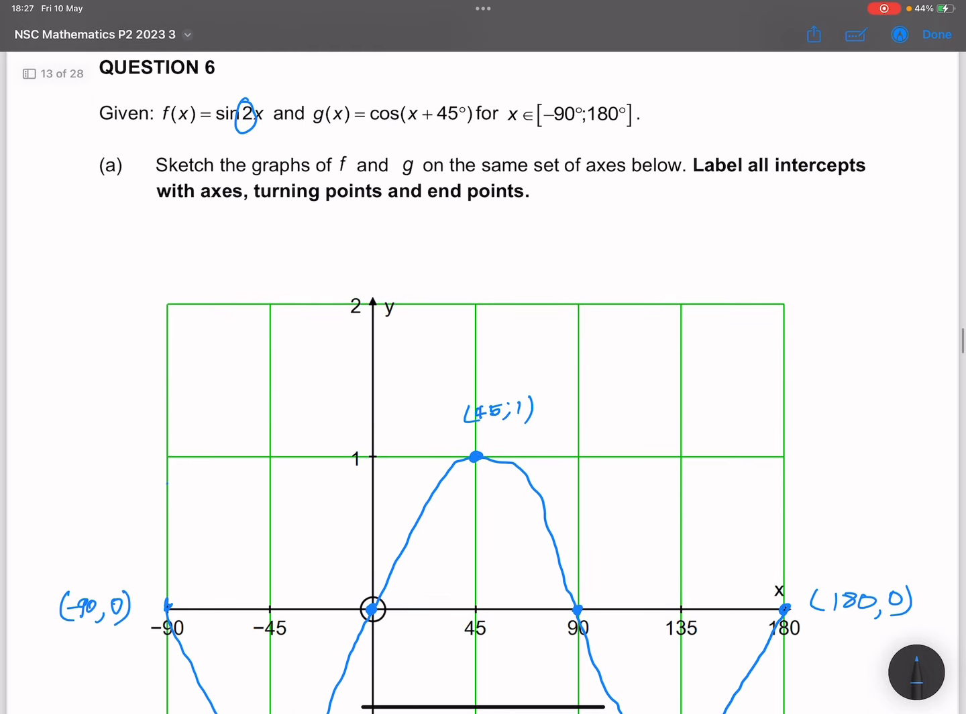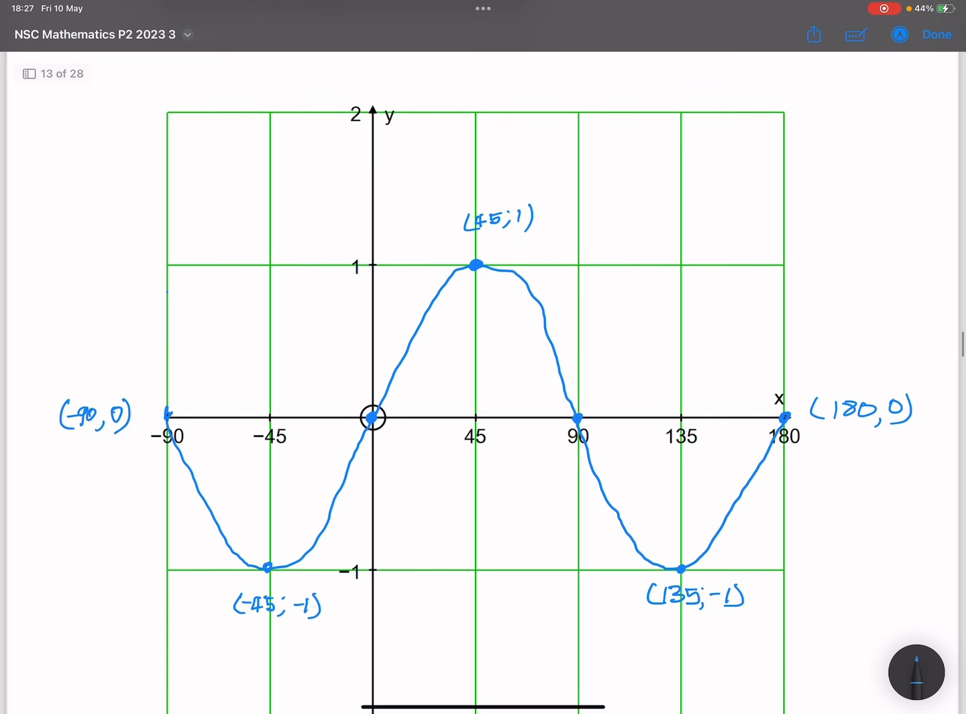They said we should also label the x-intercepts. So the intercepts, here we've got 0 and 0. Okay, and we've got 90 and 0. Okay, yeah, so there we have it. Right, so let's go to the next graph.